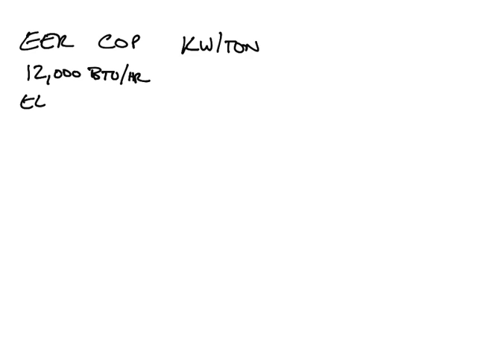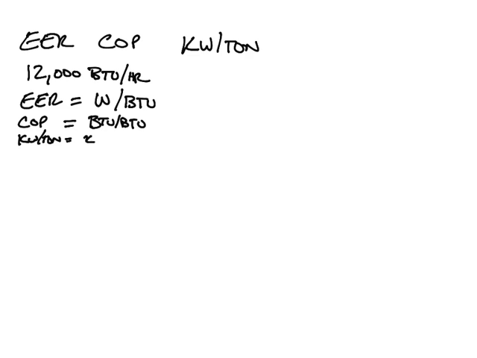Now EER is a measurement of watts per BTU. COP is a measurement of BTU per BTU, and the kW per ton is kilowatts per ton of cooling. So let's look at converting some of these units of efficiency into each other.